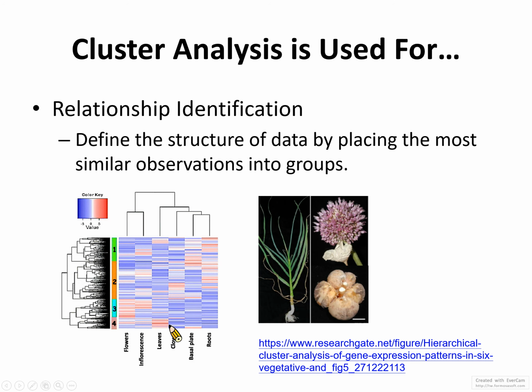But probably the most important and most often used application is to try to identify the relationship between different data. Okay, so for example here I just show you one interesting study. They made a cluster analysis of the genetic expression profile of different parts of the garlic. For example, in the garlic, when it blooms, you can see the flowers, and you have leaves and cloves and a basal plate and roots.